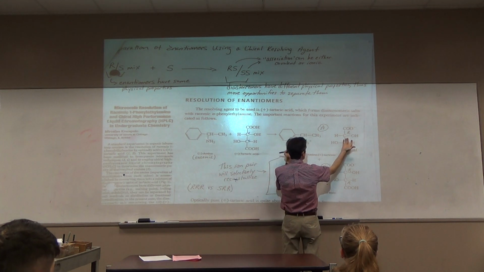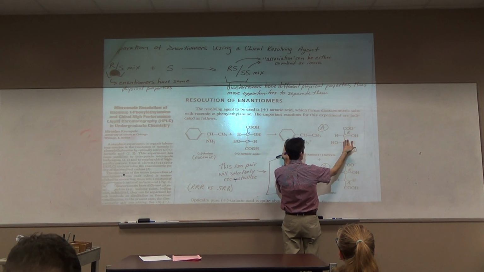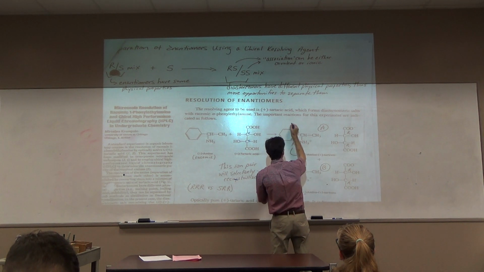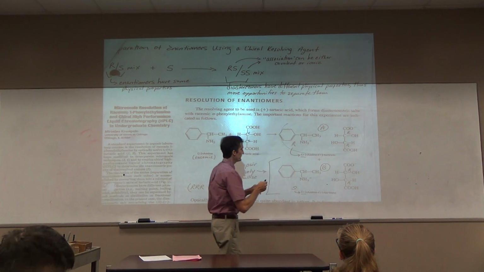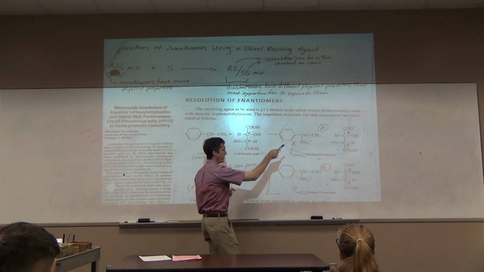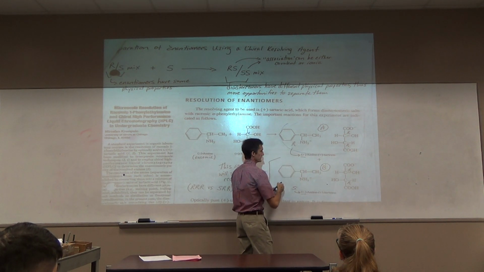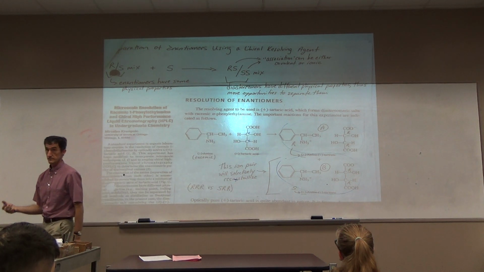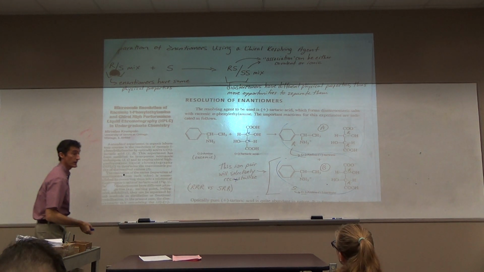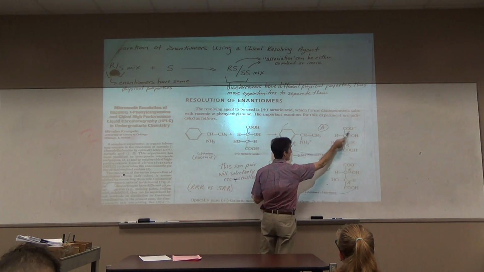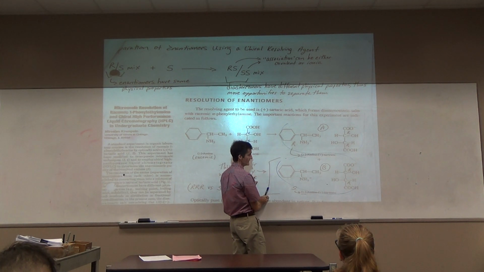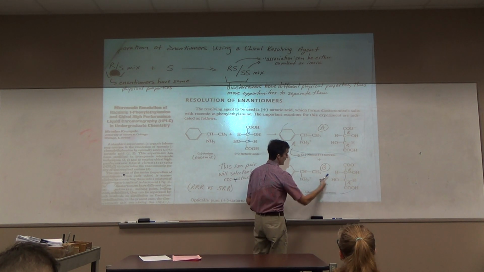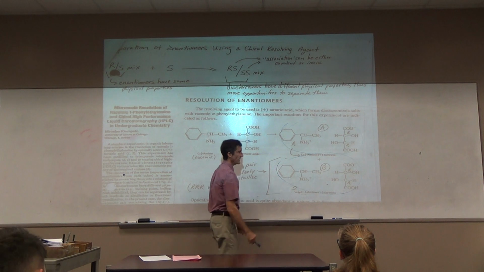Now, these are not covalently bound. They're ionically attracting. But this is still considered one compound, and it behaves as one compound. That was RRR, this was SRR. What's the relationship between the two in the circle? Diastereomers, right? That's not the mirror image. The mirror image would be SSS. These are diastereomers. These salts have different properties.